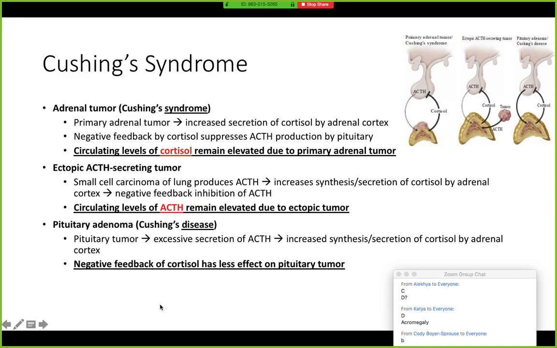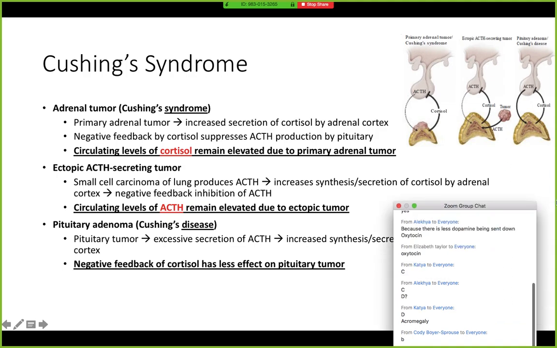And then the last one here, your pituitary adenoma, that's referred to as Cushing's disease, and you're going to have a pituitary tumor that leads to excessive secretion of ACTH and then increased synthesis and secretion of cortisol by the adrenal cortex. And then again, you're talking about a tumor situation, so your negative feedback of cortisol on the pituitary is going to have minimal effect. And that's because that tumor just keeps going.